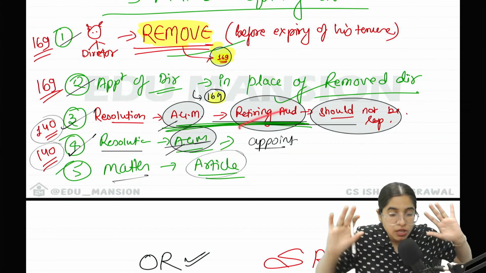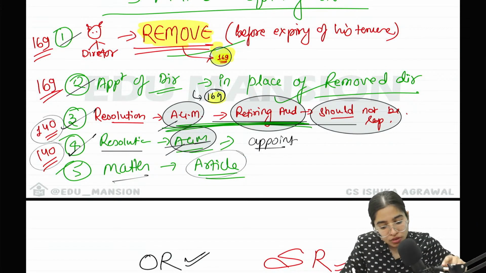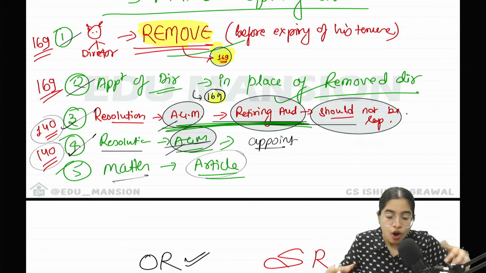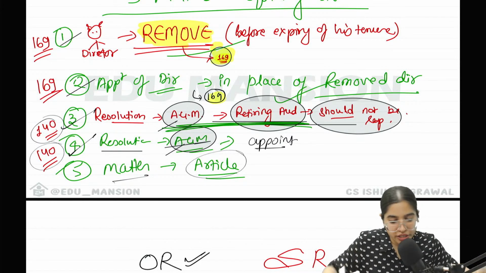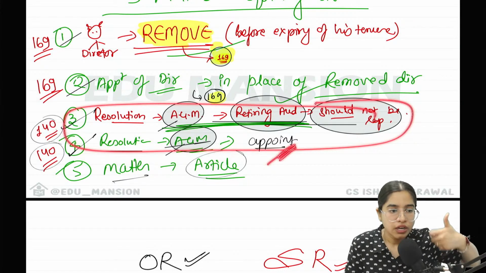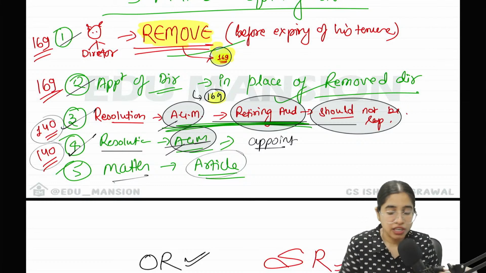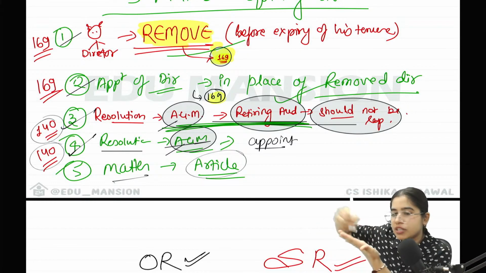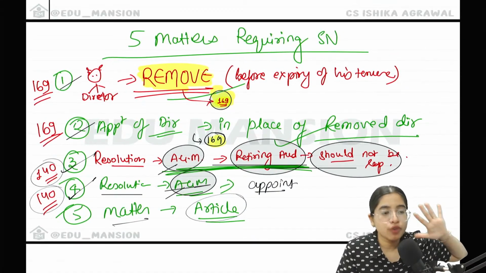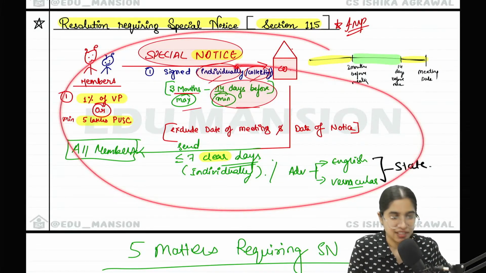So if you want to expressly provide that the retiring auditor should not be reappointed, or you want to appoint any other auditor in place of the retiring auditor, then for these two matters also you have to give special notice. And lastly, for any other matter, if you prescribe in your articles, in your AOA, you can prescribe any other matter for which special notice will be required. So these are the 5 matters for which special notice is required, and this is the process of special notice.